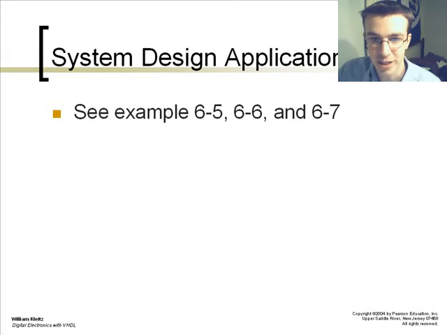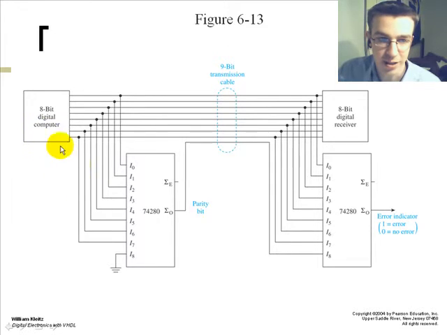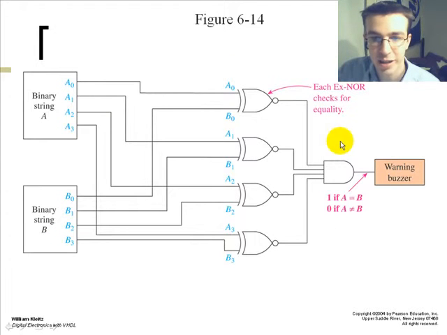Some system design applications here: your 8-bit digital computer going through a parity generator and your parity checker, checking it before it goes to the digital receiver point. And again here, with your 4-bit A string and your 4-bit B string being checked against each of the bits, to make sure A is not equal to B. If it is equal to B, a warning buzzer will sound.